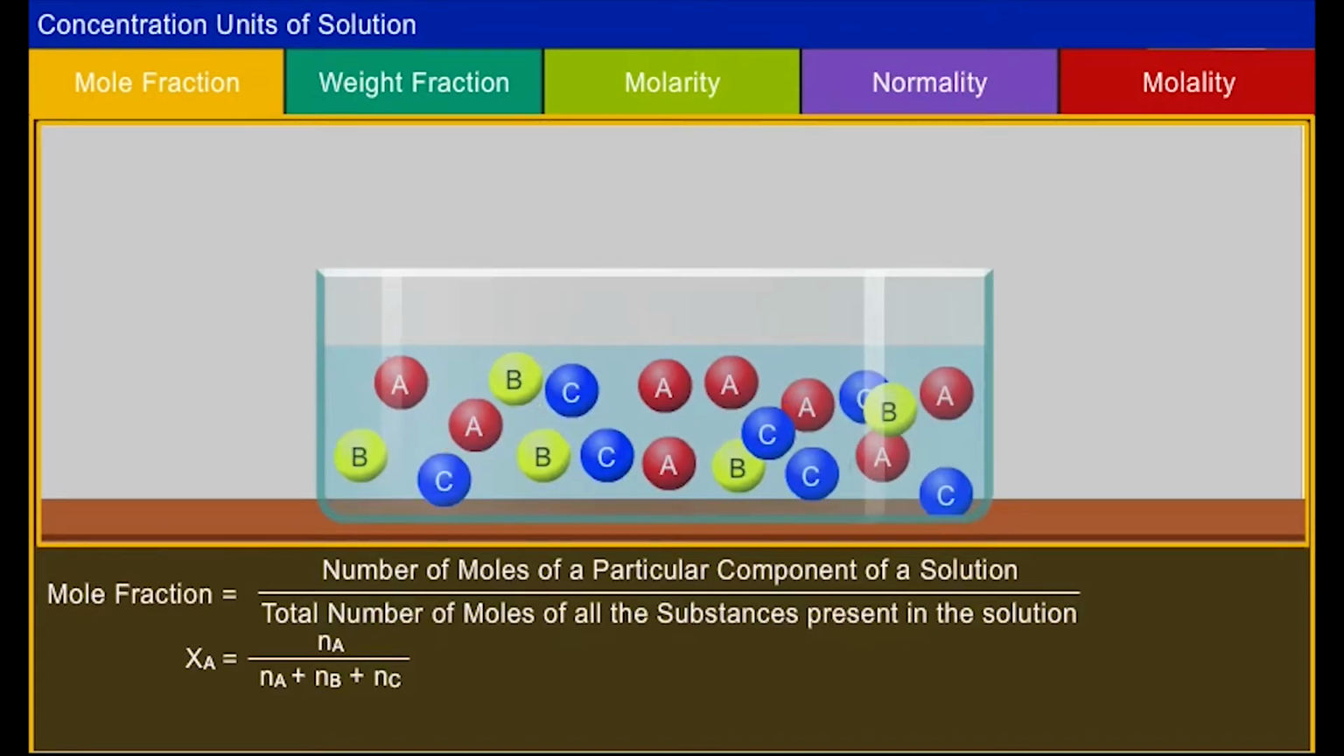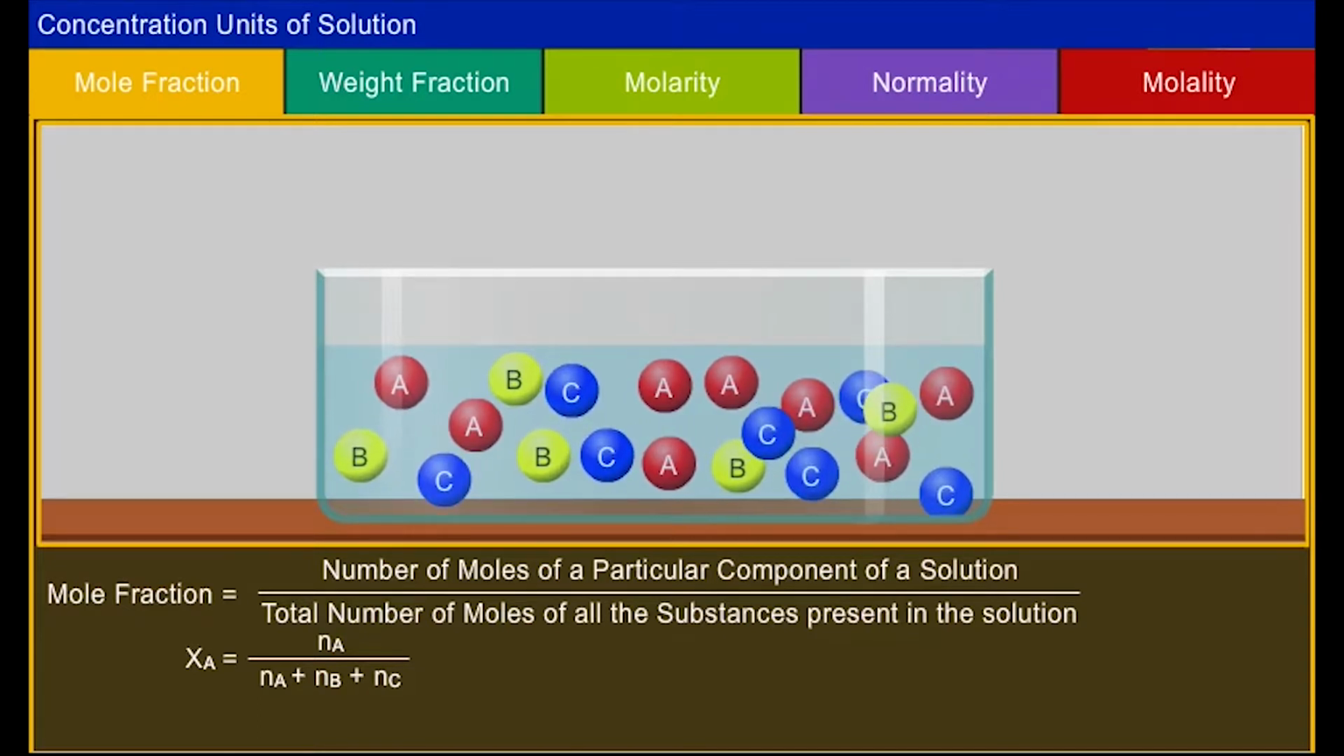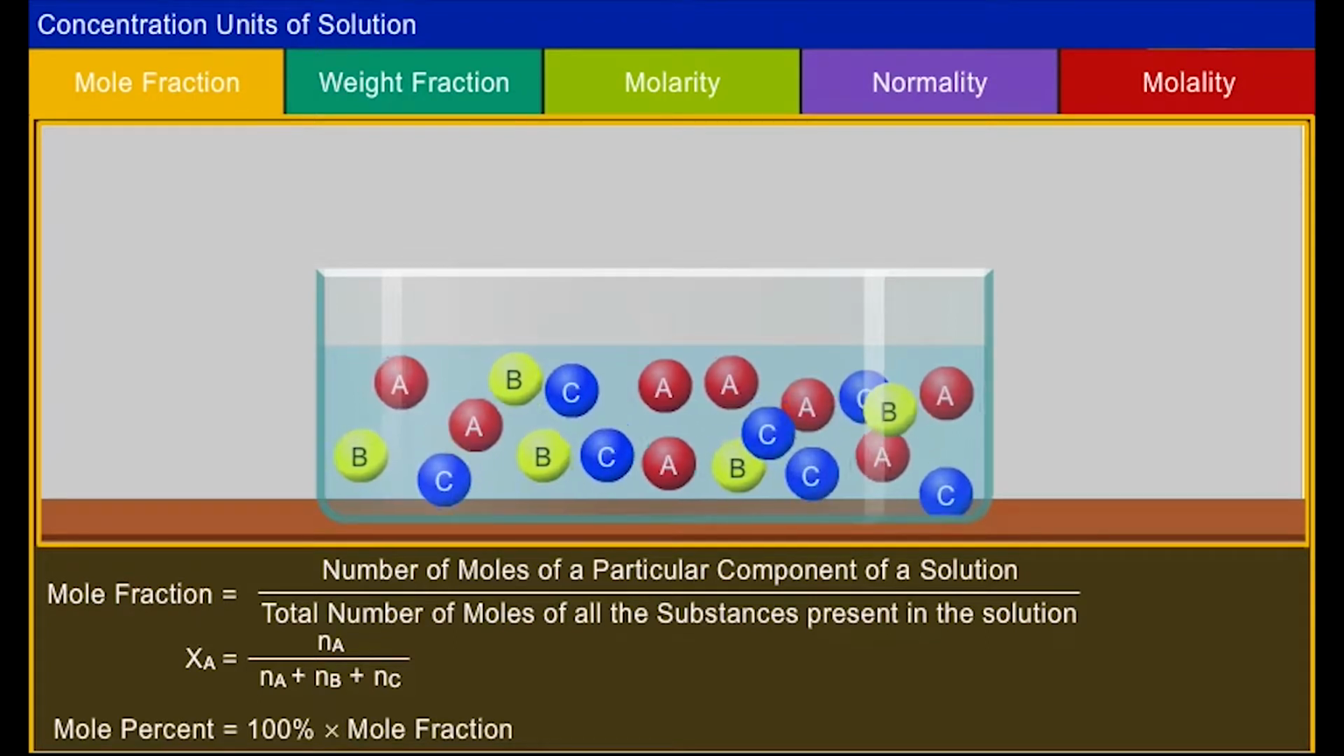Mole fraction is defined as the number of moles of a particular component in the solution divided by the total number of moles of all the substances present in the solution. Therefore, mole percent is equal to 100% times mole fraction.